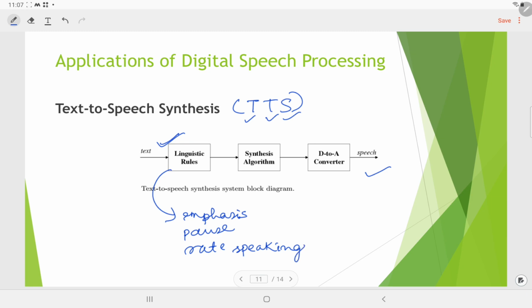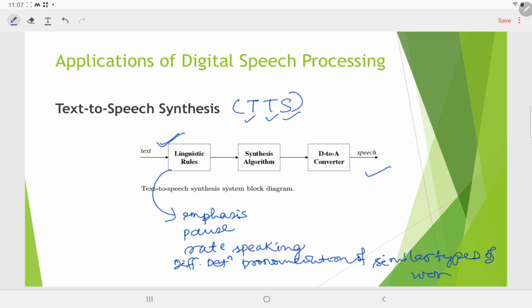And then the difference in pronunciation of similar types of words. So all these things are determined by the linguistic rules. These rules are generated such that the resulting synthetic speech will express the words as well as the intent of the text message in such a manner that can be decoded easily by a human ear and brain.